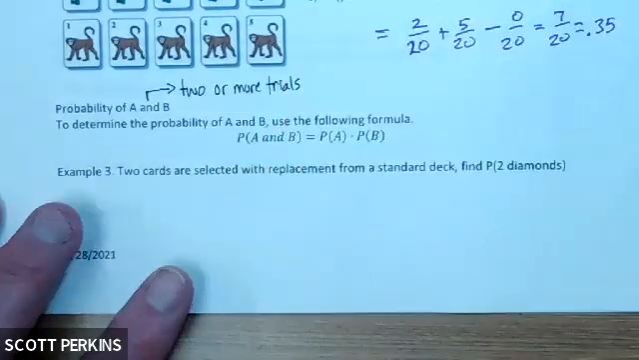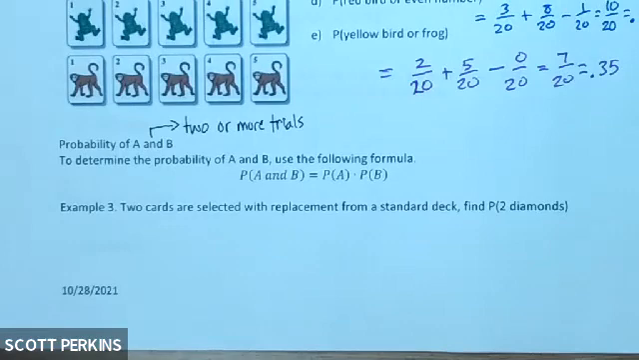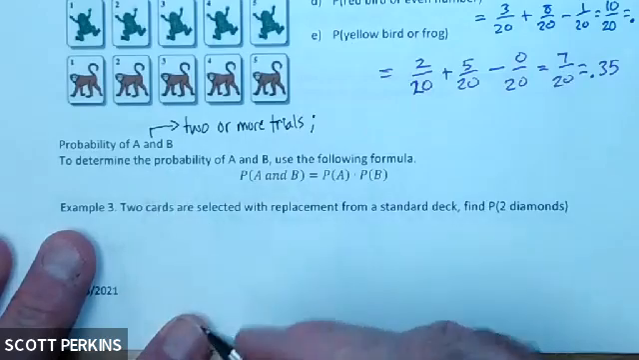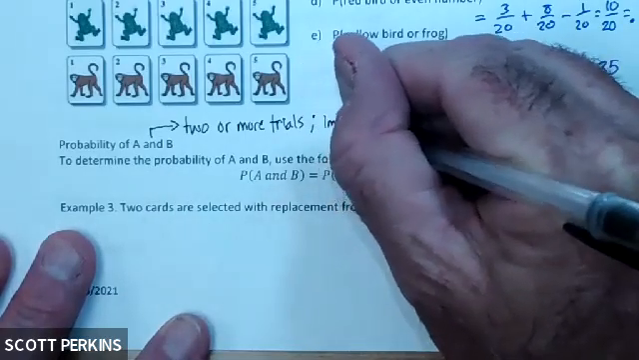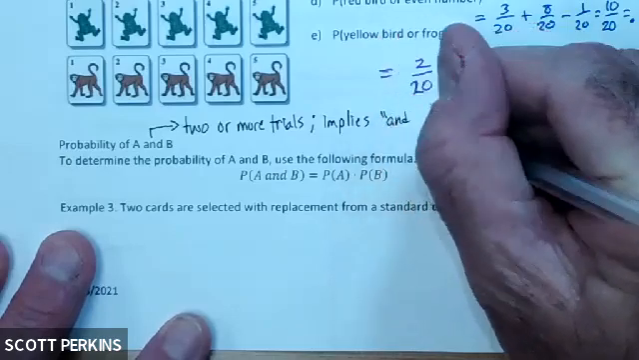So like I'm drawing two cards out of the deck of cards. I'm going to roll two dice. I'm going to spin the spinner twice. Anything that I do more than once, we're going to do as an AND event. And the word AND implies "and then."